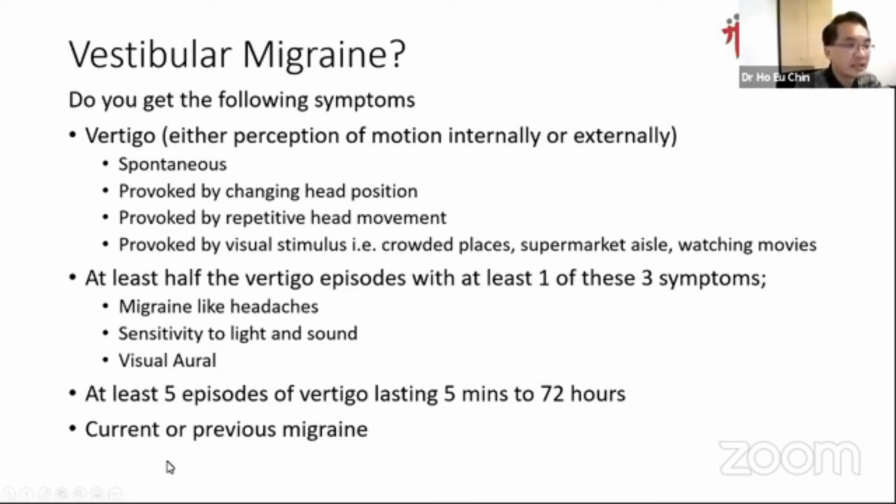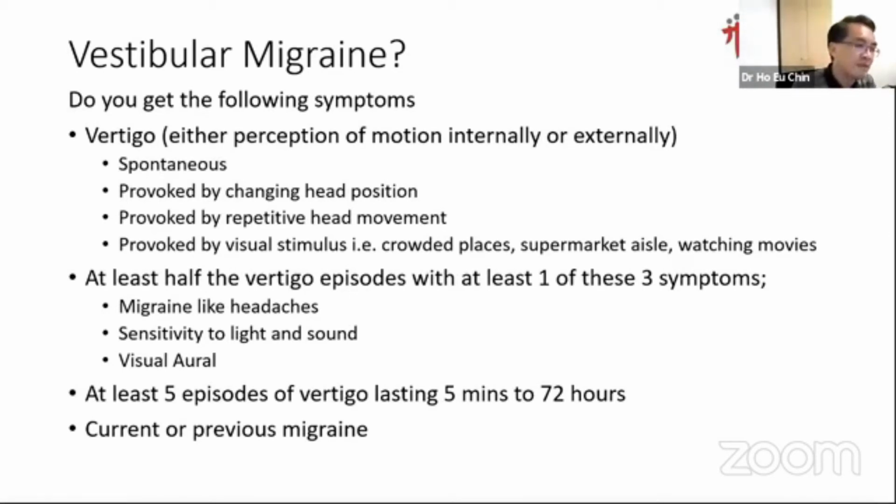Okay? And the link with migraine, meaning the migraine headache, you need not have a concurrent migraine headache with the attacks of the vertigo. It could be you have the headache and vertigo separately. It could be together, or you used to have headaches when you were younger, and you don't get a lot of headaches now, but you get vertigo. That would still meet the criteria.